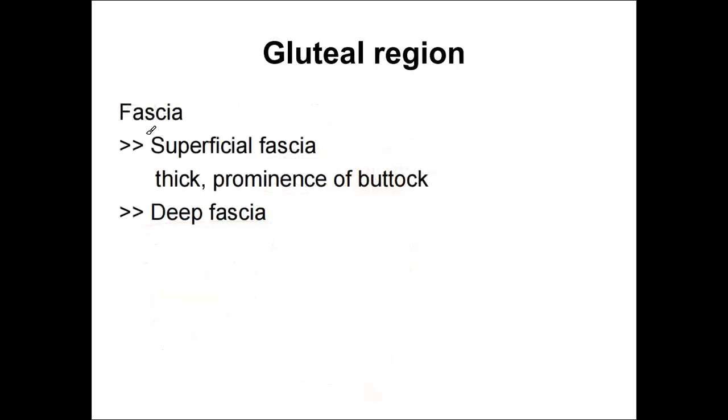So the fascia of the gluteal region, we basically have two types of fascia, the superficial and the deep one. The superficial fascia of the gluteal region is thick and forms the prominence of the back of the buttock, and is most prominent in females. So there is much fat that is stored in that region. Then of interest is the deep fascia, which is the fascia lata of the lower limb. The deep fascia of the gluteal region attaches on the margins of the iliac crest. It encloses the gluteus maximus and covers the outer surfaces of the gluteus medius.